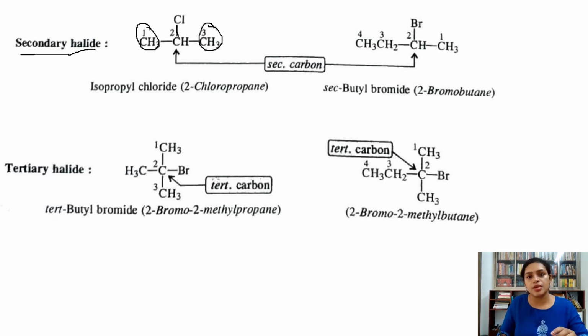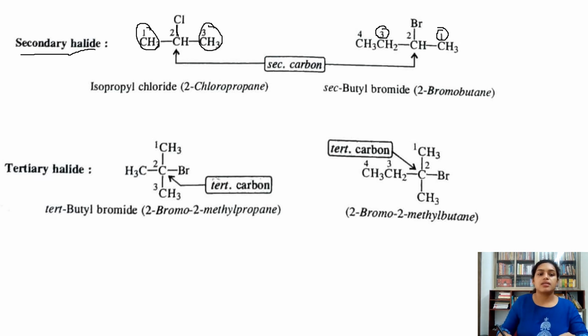In the second example also, bromine is attached to carbon number 2, which is a secondary carbon atom, because this carbon number 2 is attached to carbon number 1 and 3. 2 other carbon atoms, therefore it's a secondary carbon atom.